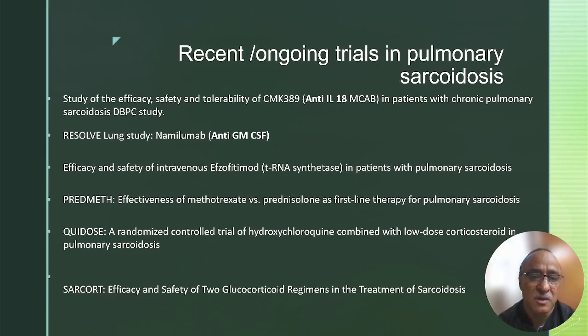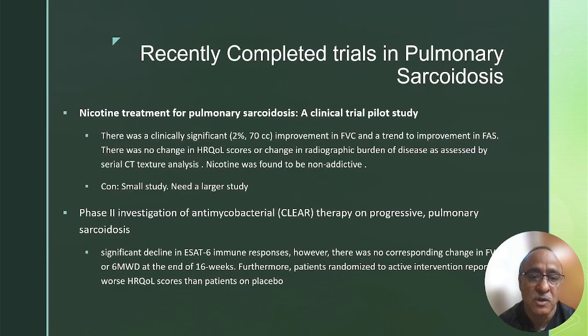Talking about recent ongoing trials in pulmonary sarcoidosis, there has been a trial on anti-IL-18, one on anti-GM-CSF, and we know that there has been a lot of interest in the transfer RNA synthetase drug efzofitimod in patients with pulmonary sarcoidosis, as also in other interstitial lung diseases. The PREDIMET trial looks at the effectiveness of methotrexate versus prednisone as first-line therapy for pulmonary sarcoidosis. QUID-POSE is looking at the efficacy of hydroxychloroquine with low-dose corticosteroid. And SARCOD, as I talked about, was 2 doses of glucocorticoid regimens, and 40 milligrams has not been found to be superior to 20 milligrams.